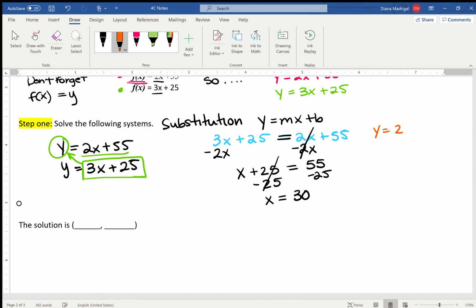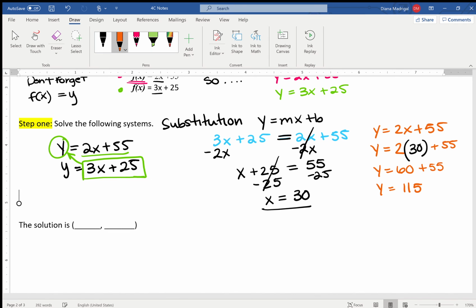Y equals 2x plus 55. Again, I'm doing substitution. I already know what one variable is equal to. All I have to do is plug it into the next equation. So I have y equals 2. Remember, everything we plug in is in parentheses. So it's times 30, because I figured that out right here, and I add 55. All right, 2 times 30 gives me 60. So y equals 60 plus 55, which gives me my final answer, 115.